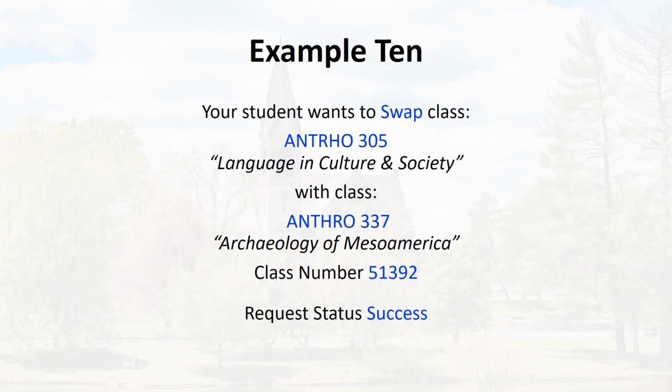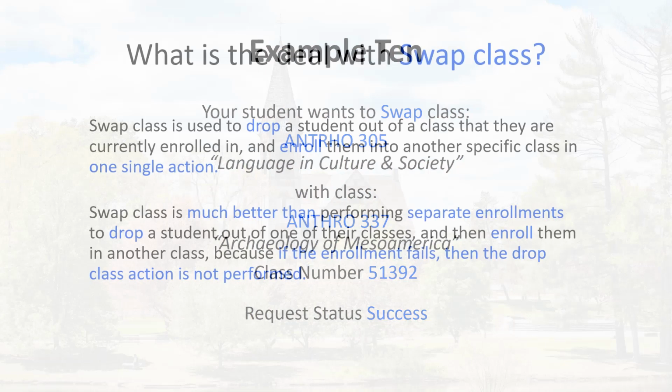Example 10. Your student wants to swap classes. She wants to drop Anthro 305 and add Anthro 337 utilizing the swap class functionality. Anthro 337 is class number 51392. The class swap will be successful.